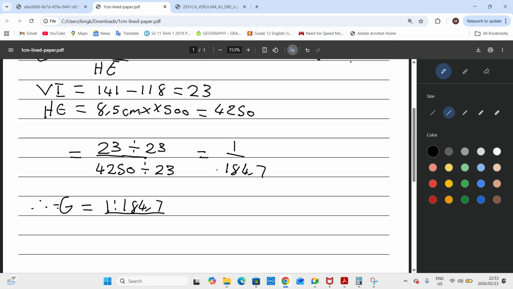The next question will be, is this a steep or a gentle gradient? Your answer will be that it is a gentle gradient. Okay? So anything from 1:25 and above makes up a gentle gradient. And in that way, you would have successfully calculated your gradient.